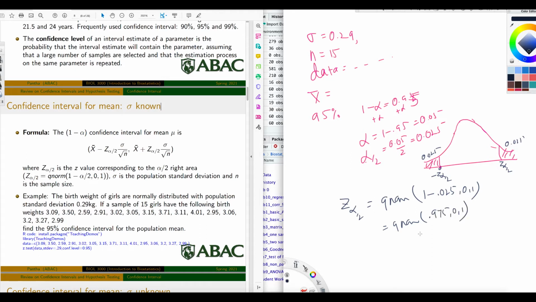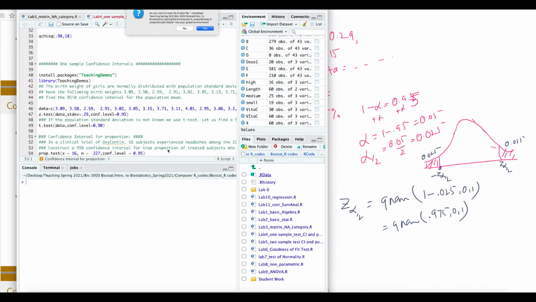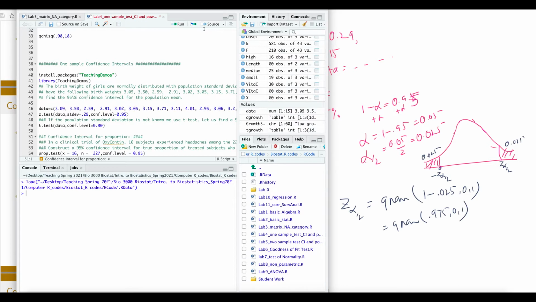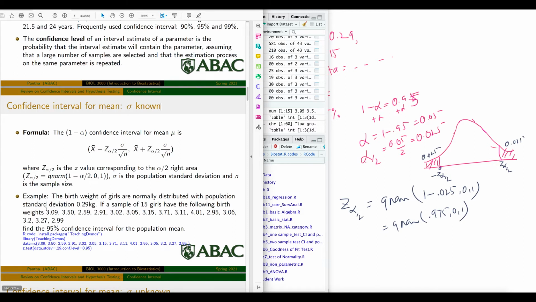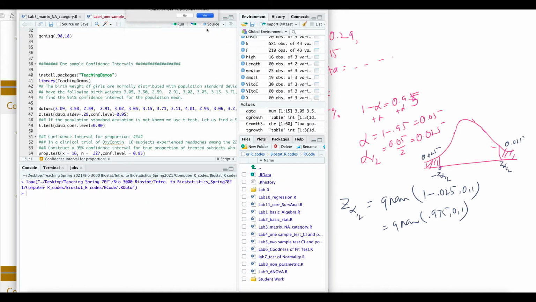Let us use R for that, and also I want to find the average, the sample mean. Okay, because we will need the sample mean too. How do I find the sample mean? Basically there is data, right?